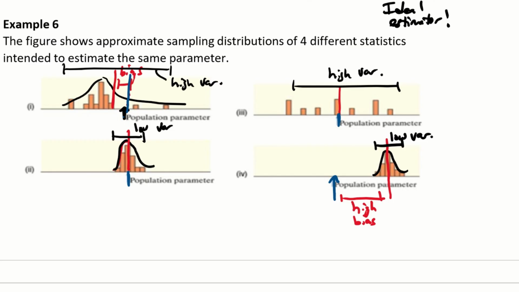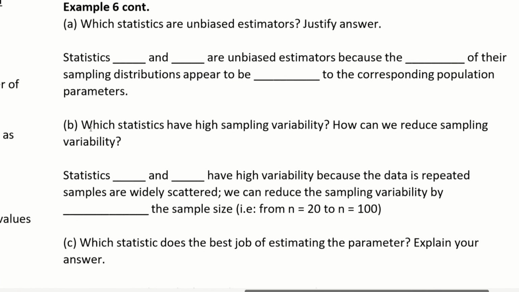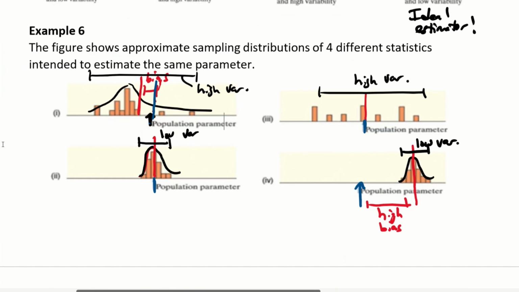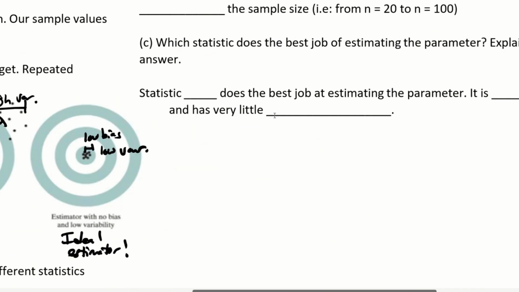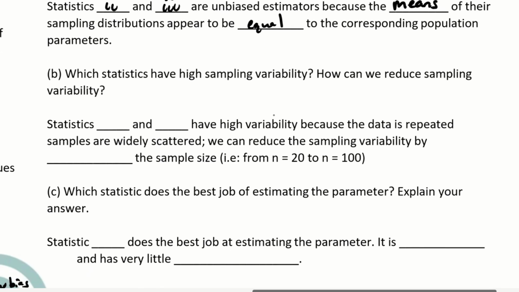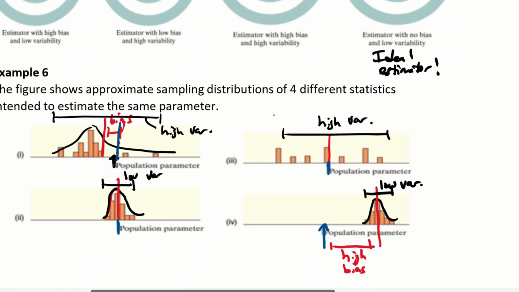So example 6, part A, which statistics are unbiased estimators? That's going to be graph number 2 and graph number 3. Those are unbiased because they hit the target. Number 2 and number 3 are unbiased estimators because the means of their sampling distributions appear to be equal to the corresponding population parameters. Now, which ones have high sampling variability? This one right here, the first one, and then the third one looks like it too. So number 1 and 3.